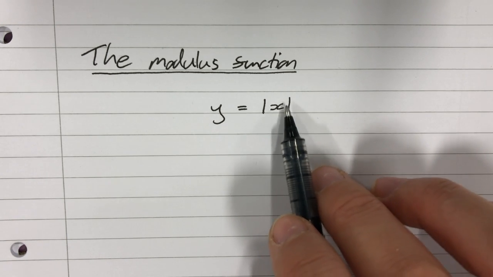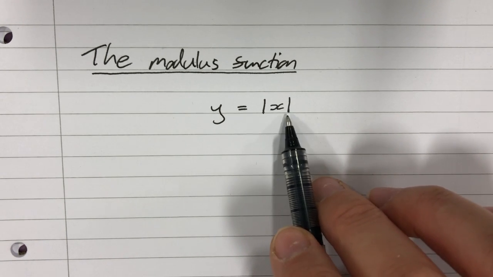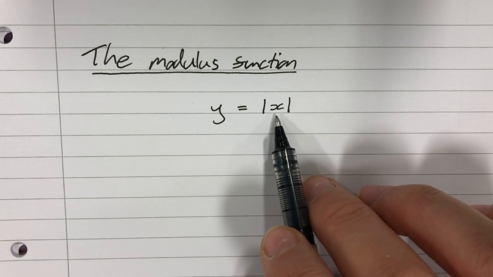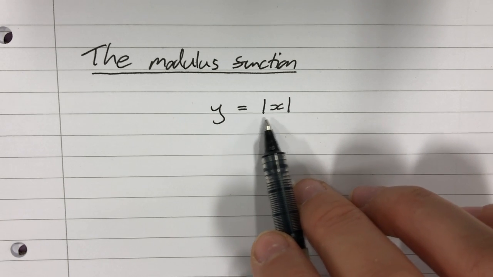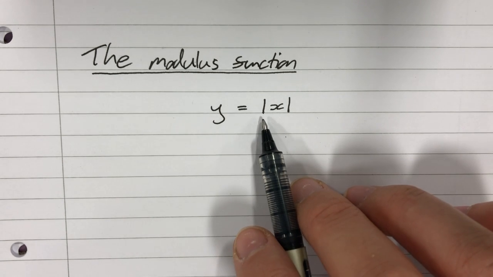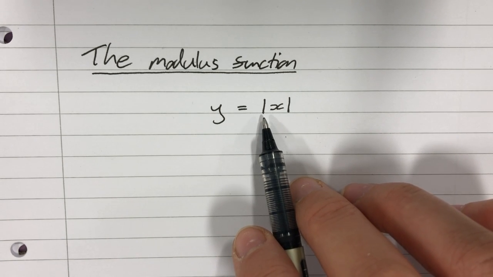So if it's negative, it will turn to its positive value, but if it's positive, it just remains as it is. So mod of 5 is 5, mod of 7 is 7, mod of pi is pi, but mod of minus 2 is 2, mod of minus 12 is 12, etc.